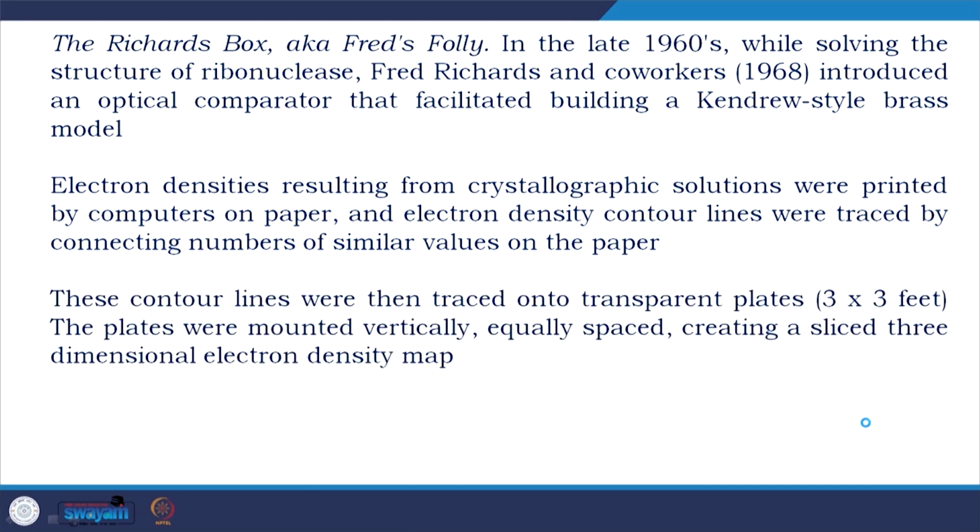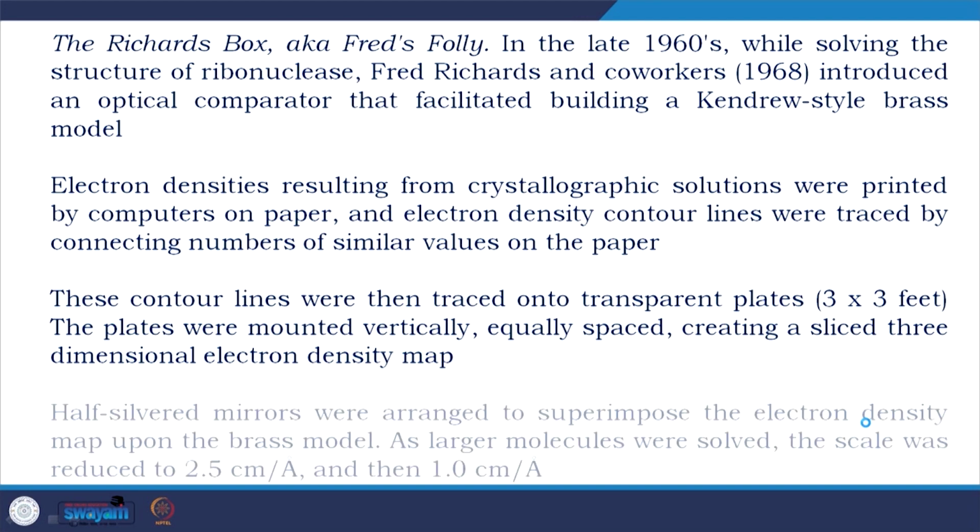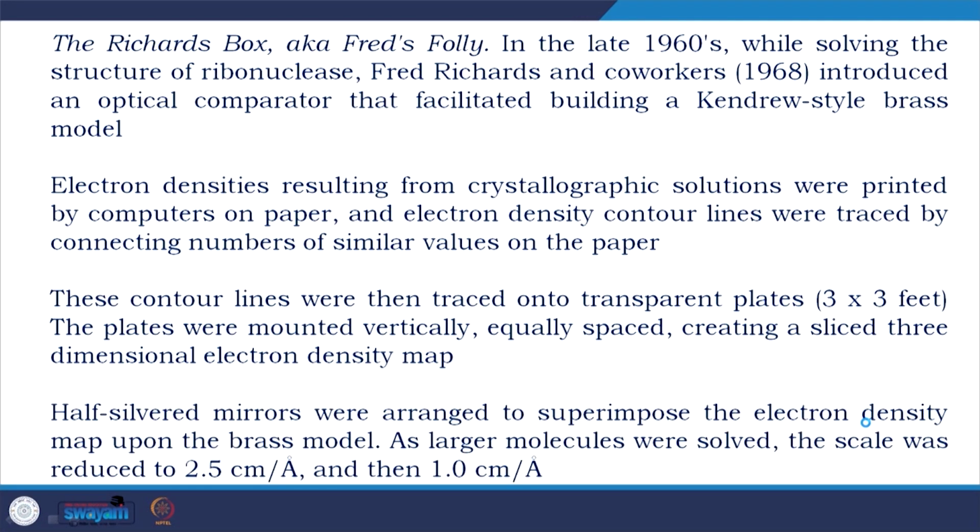These contour lines were then traced onto transparent plates 3 by 3 feet. The plates were mounted vertically, equally spaced, creating a sliced 3-dimensional electron density map. Half silver mirrors were arranged to superimpose the electron density map upon the brass model. As larger molecules were solved, the scale was reduced to 2.5 centimeter per angstrom and then 1 centimeter per angstrom. So, there is an even journey to make finer structures.